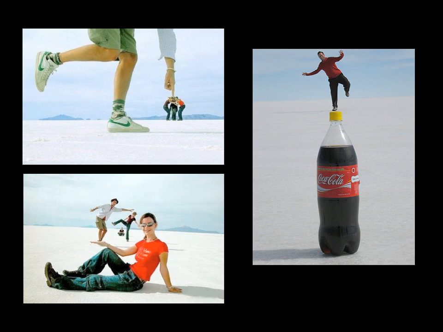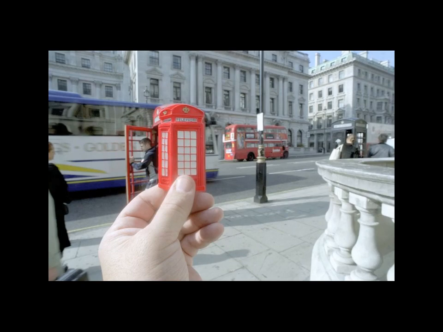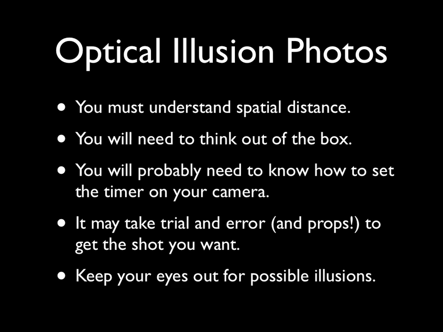So here, this is the salt flats, and you can do all sorts of crazy stuff because it just goes on forever. I particularly like the Coca-Cola thing, the guy on the Coca-Cola. It'll probably take trial and error and maybe props to get what you want. This guy takes little tourist things and puts them in front of other real things. It's very clever, I think. He kind of matches it up just right. And you've got to keep your eyes out.